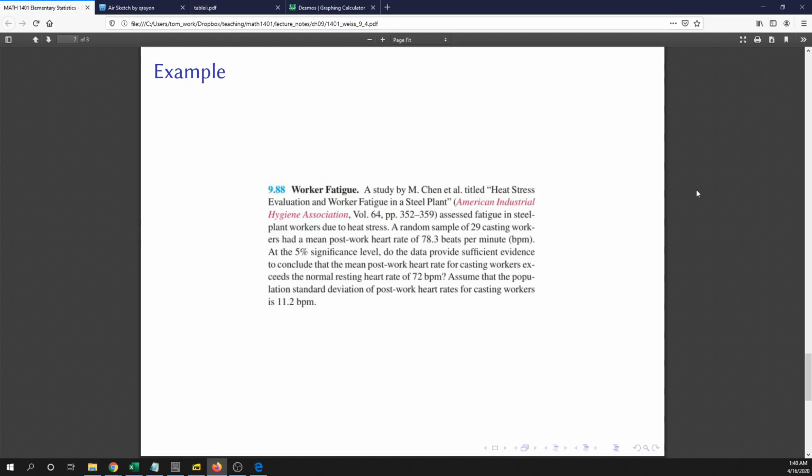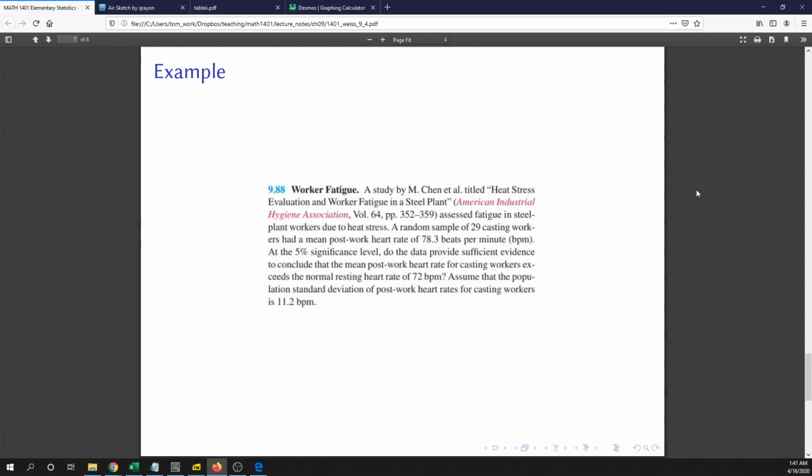A random sample of 29 casting workers had a mean post-work heart rate of 78.3 beats per minute. At the 5% significance level, do the data provide sufficient evidence to conclude that the mean post-work heart rate for casting workers exceeds the normal resting heart rate of 72 beats per minute? Assume the population standard deviation of post-work heart rates for casting workers is 11.2 beats per minute.